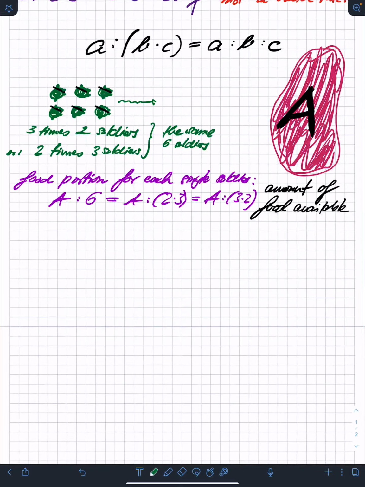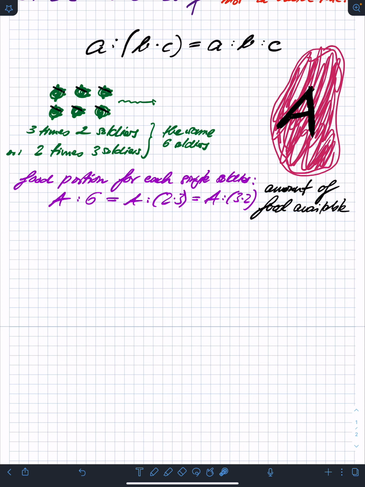Okay, and the fourth and last chapter. How would you do the division? So imagine you have your amount of food, which is that stuff, and you have to divide it. So, how much gets everybody?